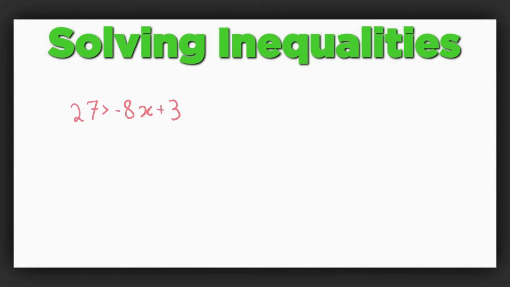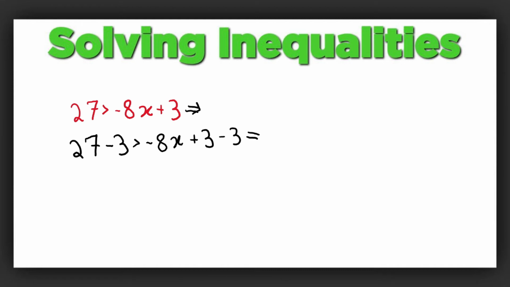So for this example, we have 27 is greater than negative 8x plus 3. First, I am going to remove 3. To do this, I am going to write 27 minus 3 is greater than negative 8x plus 3 minus 3.